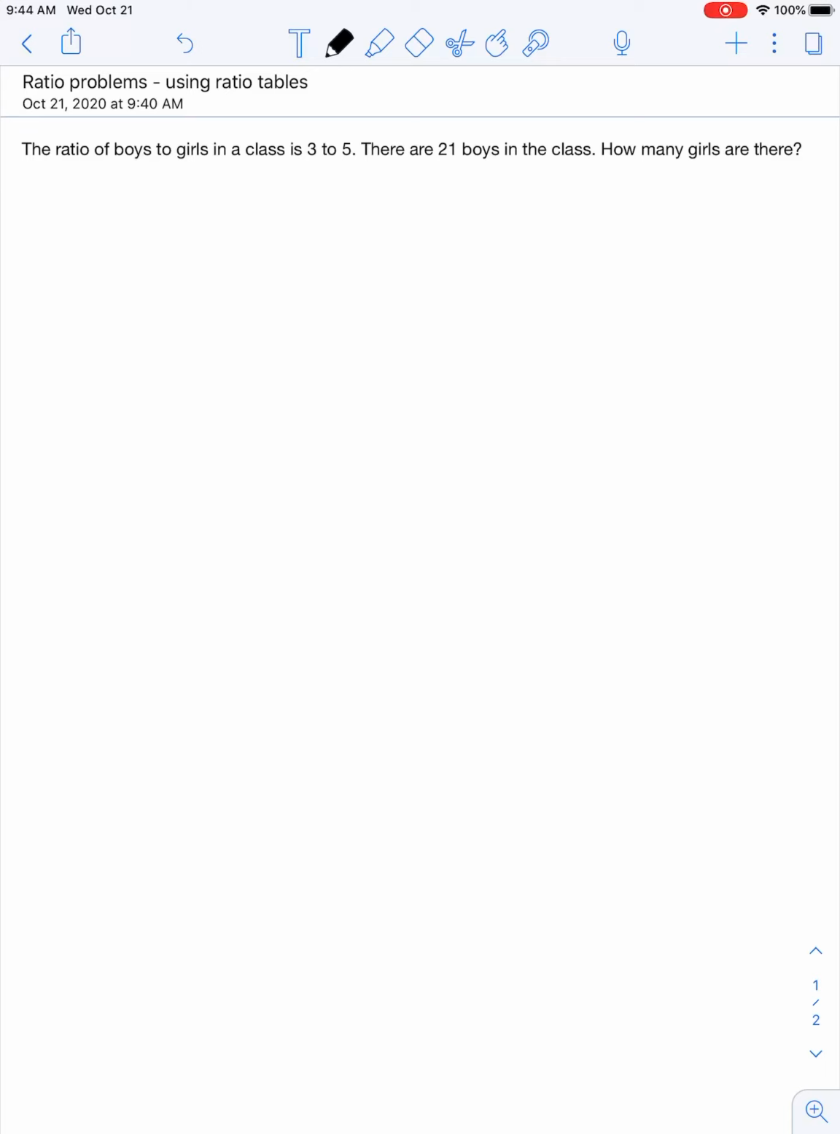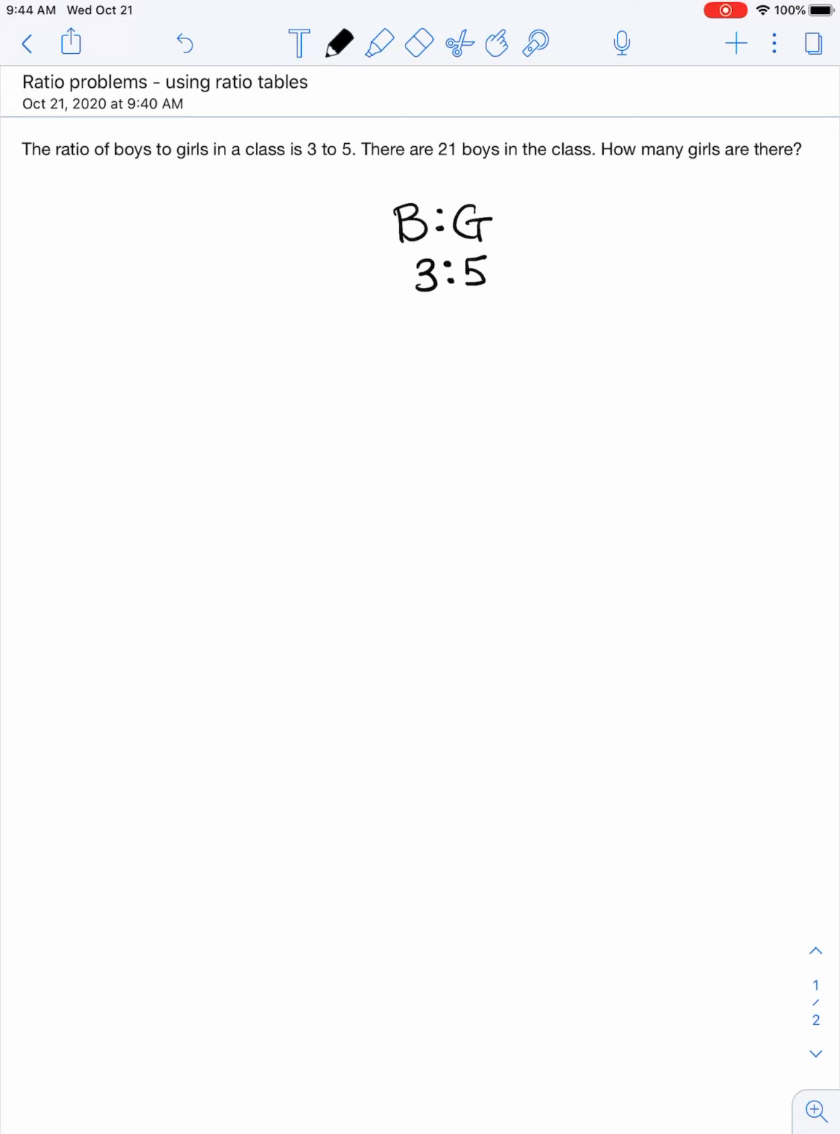First question, what are we comparing? We are comparing boys to girls. The second question is, what is the ratio? Well, it says the ratio of boys to girls in the class is 3 to 5. And so we're going to put 3 to 5. The reason I put the numbers underneath the labels is because I want to make sure to have the correct order.